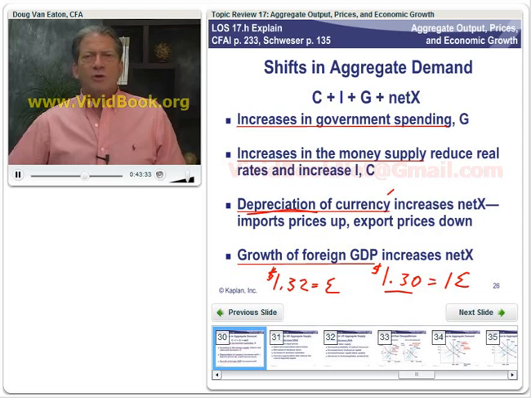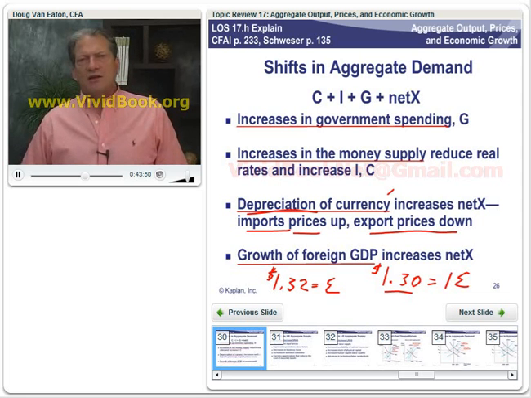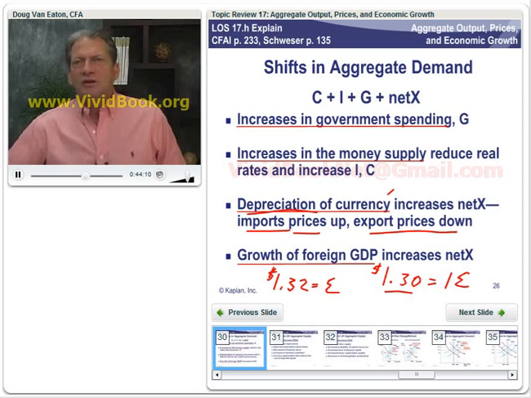So that's why we say with a depreciation of the currency, import prices for US buyers are up, export prices to Eurozone consumers have gone down. And so that's going to change net exports. Well, which way is it going to change it? Okay. Well, we'll import less stuff because prices are up. We'll export more stuff because prices are down. And that's going to make our balance of trade look better. Exports increasing, imports decreasing. Remember, this is simply X minus M.